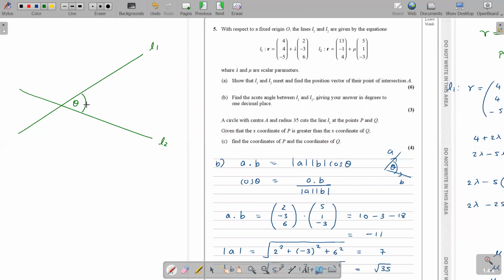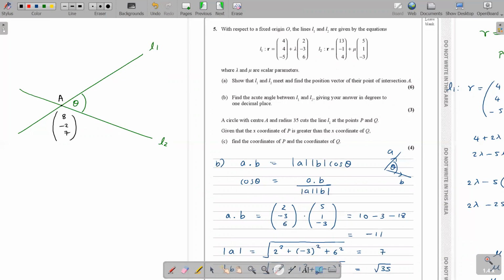Okay, and then what do they say? A circle with center... wait, we know the cutting point here as well. Can I know the point of intersection here? We found it in part A, 8, minus 2, 7. Have they told us any name? The point of intersection is A. They've given us in the question. So draw the diagram. This is the theta, and the point of intersection is A.